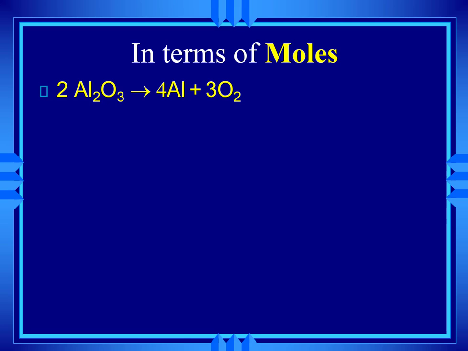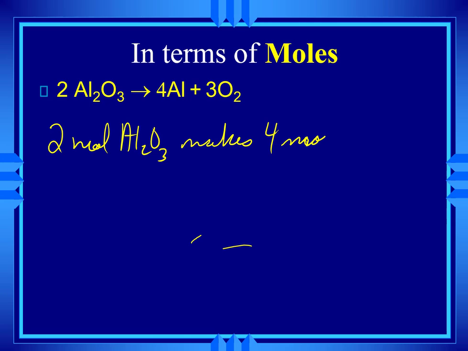We interpreted. How do we interpret this in terms of moles? Well, that was the easiest one to do. I got Al2O3. How many moles of Al2O3? 2. So that would be 2 moles of Al2O3 makes 4 moles of Al and 3 moles of O2.